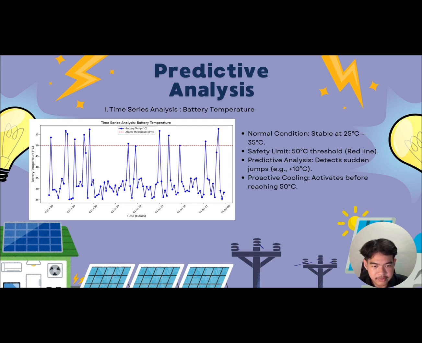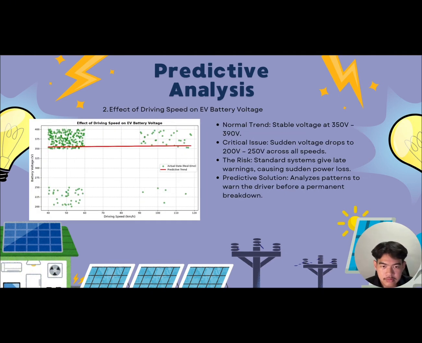In a way to prevent battery damage, our system uses predictive analysis. If it detects a sudden jump like 10 Celsius in a short time, it predicts an overheating event. So instead of reacting late, the system uses this prediction to turn on the cooling system before the temperature even hits 50 Celsius.